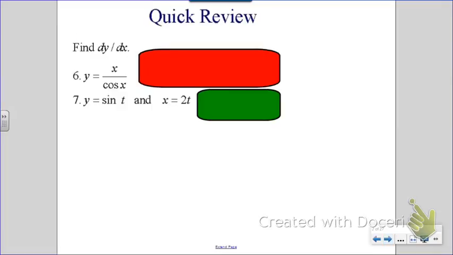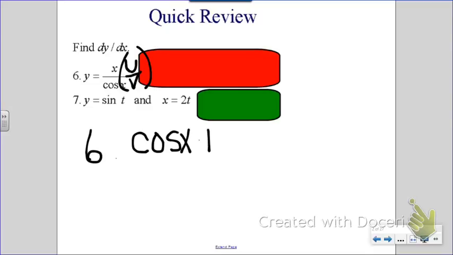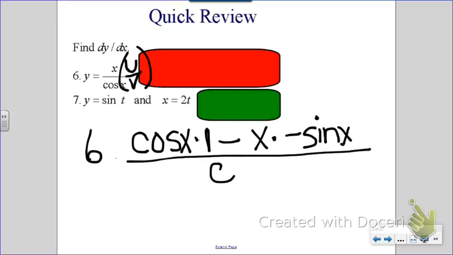Okay, next set of problems. Derivative of the first, we'll use the quotient rule, u over v. So we have v times the derivative of u, minus u times the derivative of v, all over v squared. Negative times negative is positive. That's our answer.